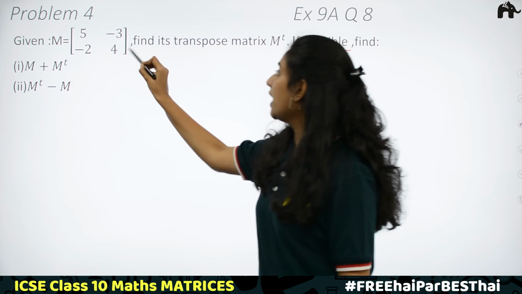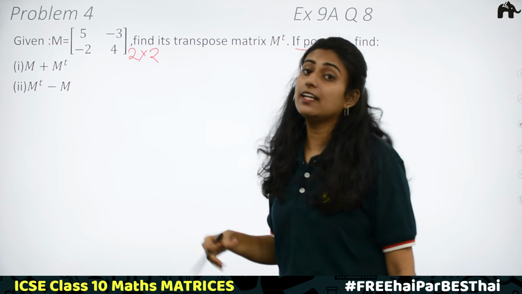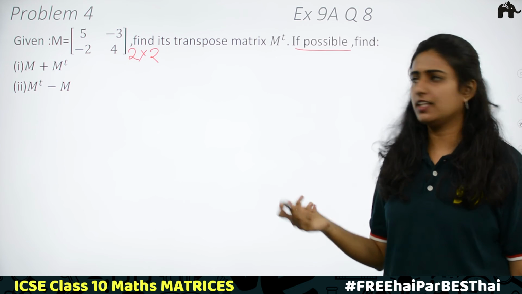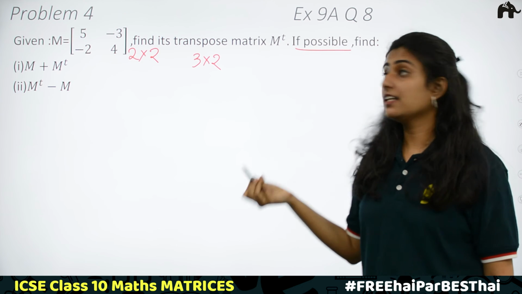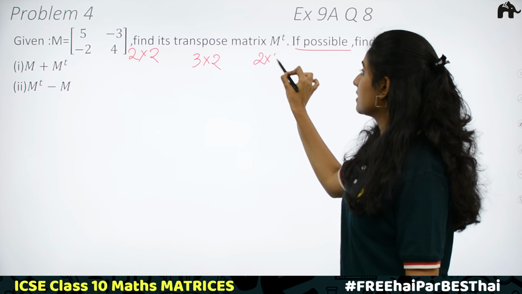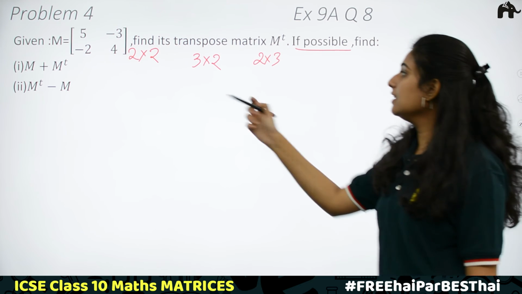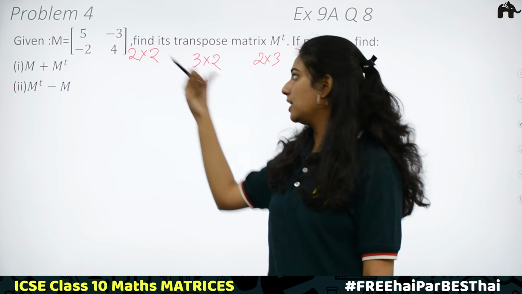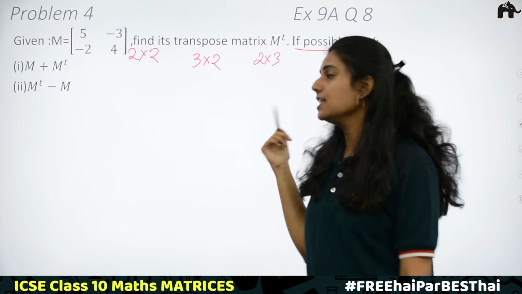Here we have a 2 by 2 matrix. Okay, when you take the transpose, you will again get a 2 by 2 matrix. Then addition is not difficult. Once if you have a 3 by 2 matrix, then the transpose will be a 2 by 3 matrix. In that case, we will not be able to add the matrices. Okay, here in this case, this is a square matrix, 2 by 2 matrix. The transpose will also be a 2 by 2 matrix, and addition, subtraction, everything is possible.